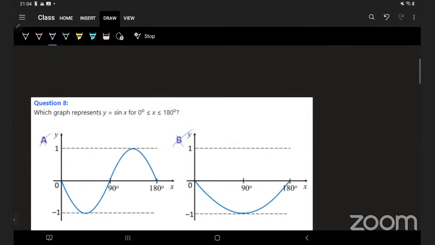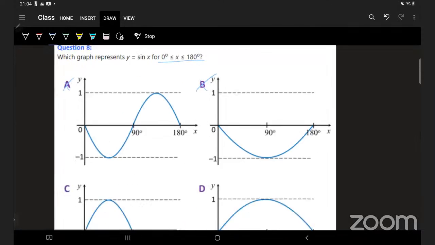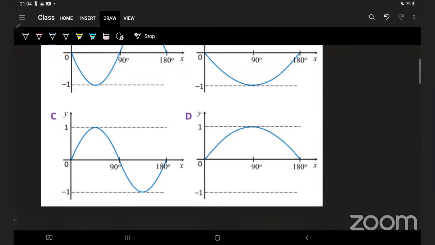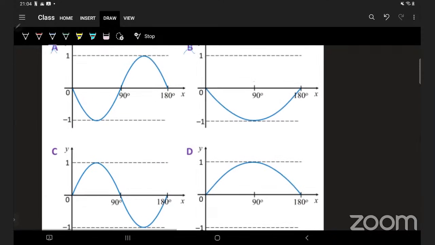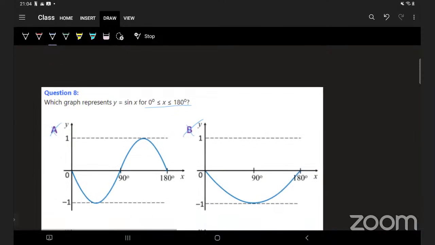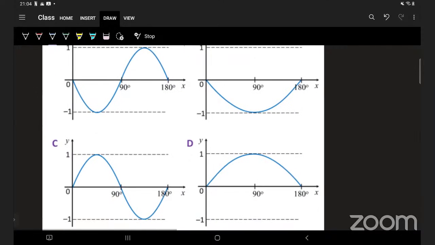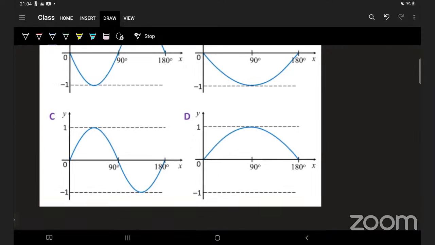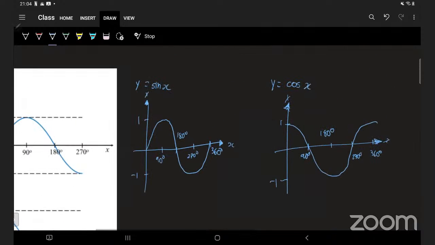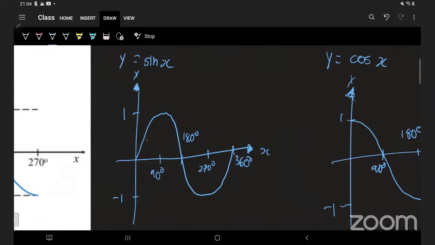Okay, but now it's asking for between 0 degrees and 180 degrees. So which one will you choose? A lot of students will actually choose C, but that's the incorrect one. Why? Because they're asking for a domain from 0 degrees to 180 degrees. So if we recall from the graph just now, let's just scroll it back. From 0 degrees to 180 degrees, it's only from here to here. It's only from here to here.